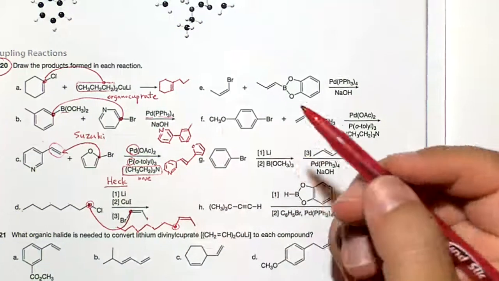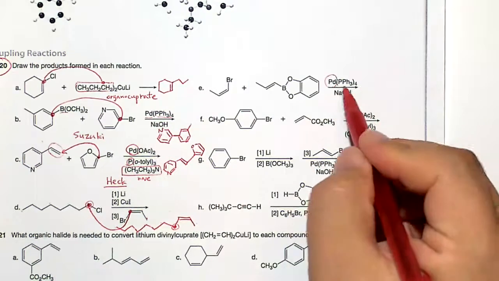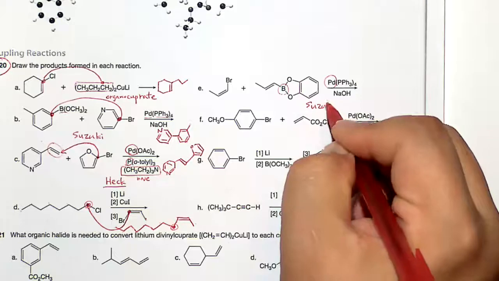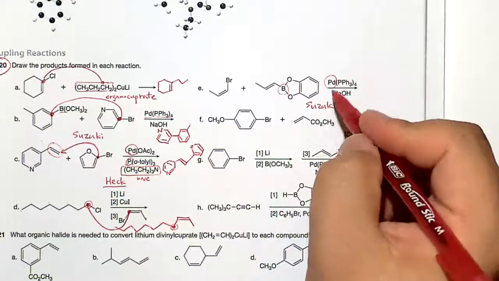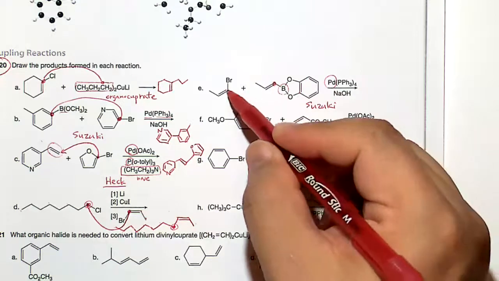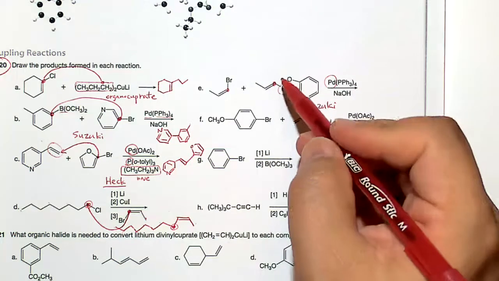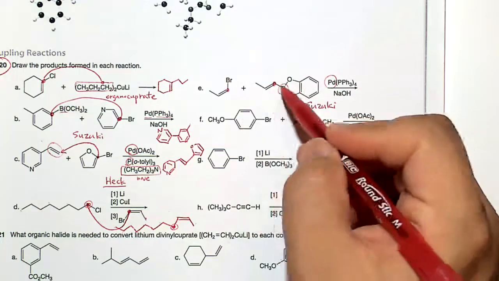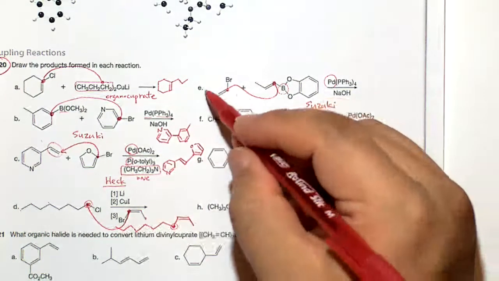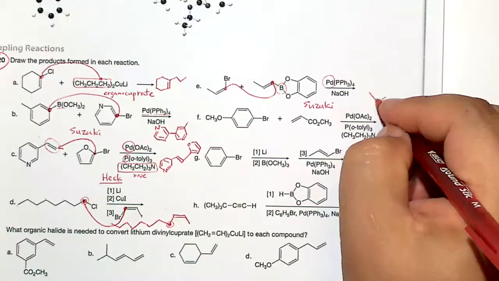E, that's palladium with boron. This is Suzuki coupling. The carbon next to the boron and the carbon next to the alkyl halide, the halogen, will make a bond, and this remains cis.